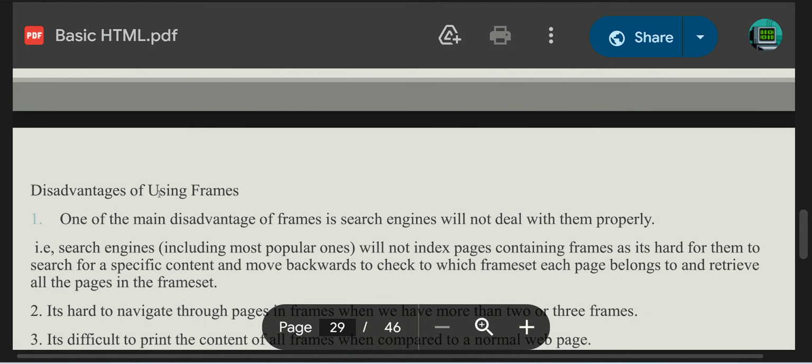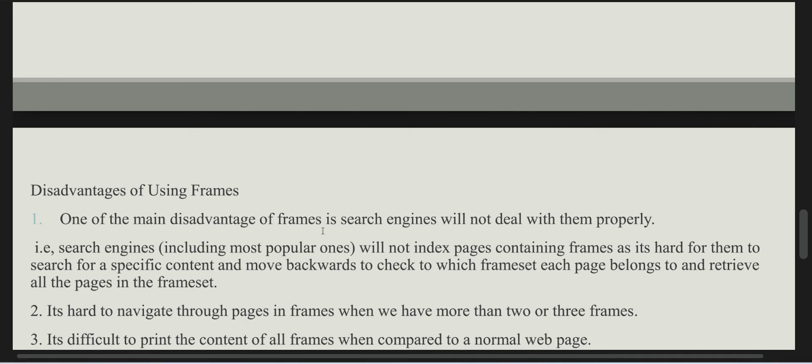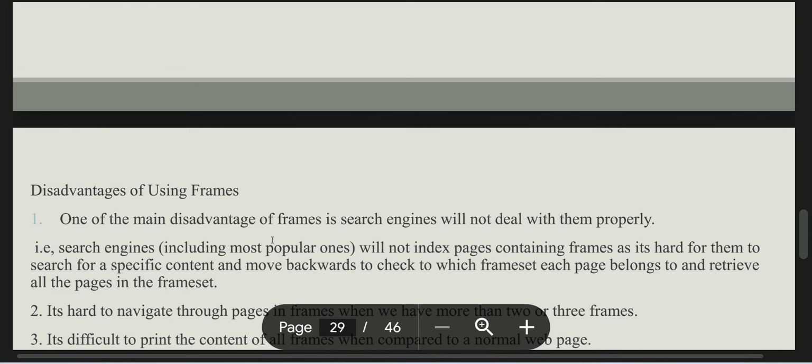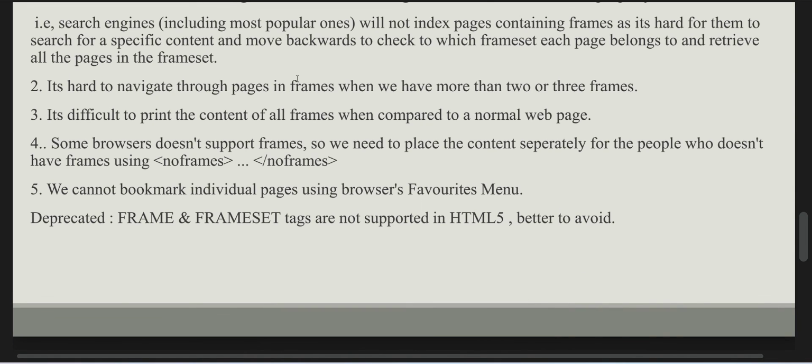Disadvantages of using frames. One of the main disadvantages is that search engines will not deal with them properly, including the most popular ones, with the index containing the frames, as it is hard for them to search for specific content, move backward to check which frameset each page belongs to, and retrieve the page in the frameset. It is hard to navigate through the page in frames where you have more than two or three frames.